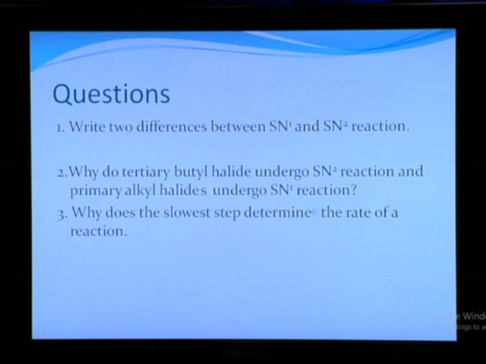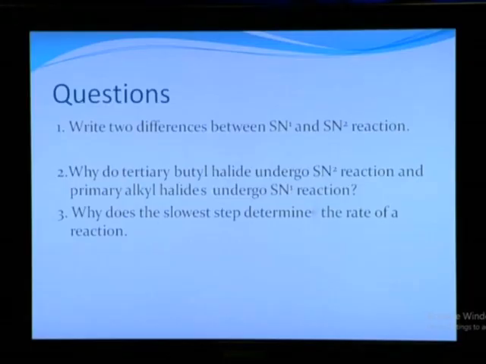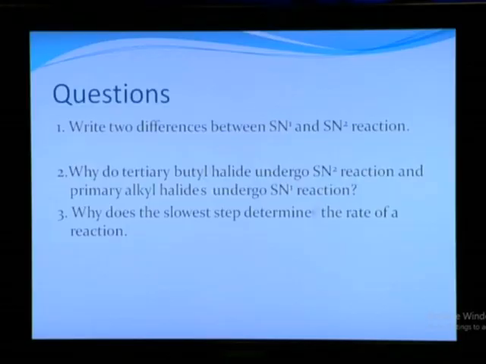Before we end the lesson, I want you to go through these questions. Let's look at these 3 questions. First question, write 2 differences between SN1 and SN2 reactions. Question 2, why does tertiary butyl halide undergo SN1 reaction and primary alkyl halide undergo SN2 reaction? As we have already discussed, it's always tertiary alkyl halide that undergoes SN1, whereas primary alkyl halide undergoes SN2. Why do they undergo this type of reaction? This is question number 2.